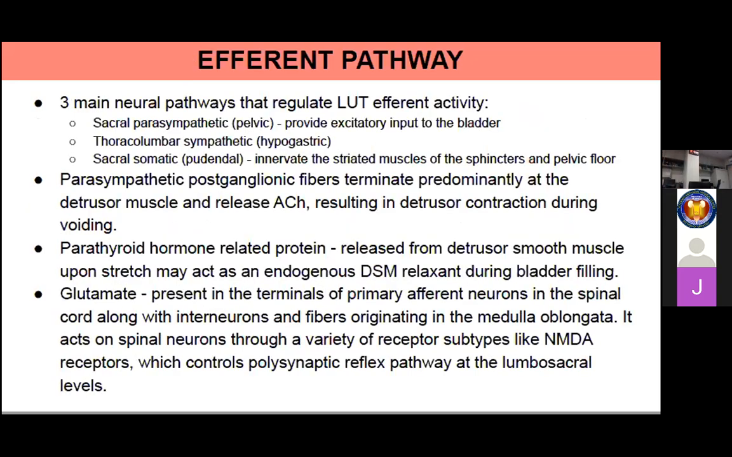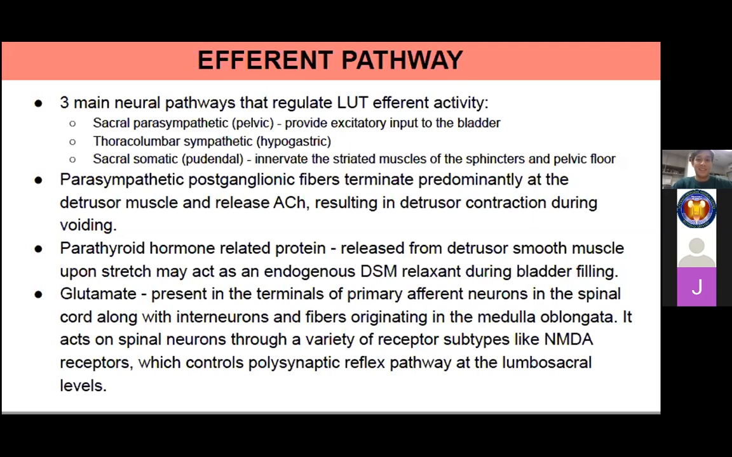Next, please. So you have three main neural pathways that regulate the LUT: the sacral parasympathetic, the thoracolumbar, and then the sacral somatic or the pudendal nerves. The parasympathetic postganglionic fibers terminate predominantly at the detrusor muscle, and they release acetylcholine, resulting in detrusor contraction during voiding. Others that can affect the pathways are the parathyroid hormone-related protein. They are released from the detrusor smooth muscles upon stretch and may act as endogenous DSM relaxant, the detrusor smooth muscle relaxant during bladder filling.